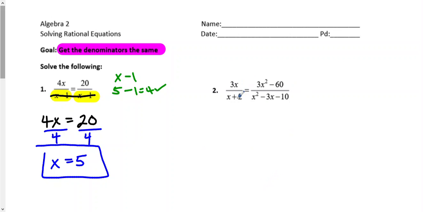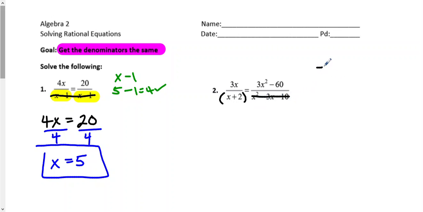Now, looking at number 2. First, look at the denominators. Are they the same? No. So then I have to see, can I factor them? Well, I have x plus 2, and I can't factor that, so I'm going to put it in parentheses. Then I have x squared minus 3x minus 10. That I can factor. I'm going to cross that out because I know I can factor it.